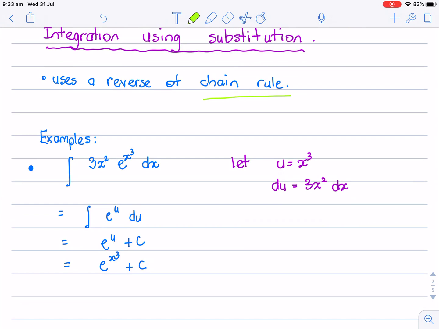I'm going to use a few examples to show how we do this. So the first one here, you might be able to see that we've got e to the x cubed here, but if we have a look at the function out the front, 3x squared, then we can see that that's the derivative of x cubed. So if you're confident enough and you just go, well, I'm just going to reverse the chain rule and put that as e to the x cubed plus a constant of integration, then you don't have to use substitution.